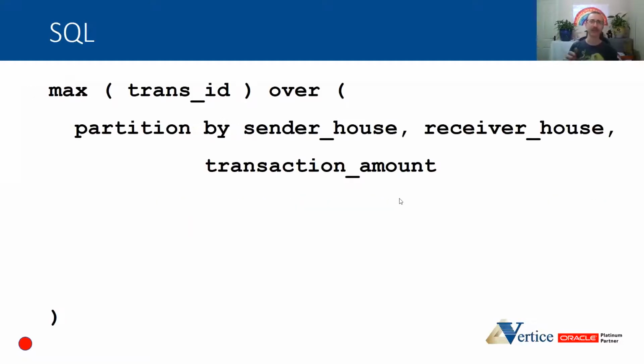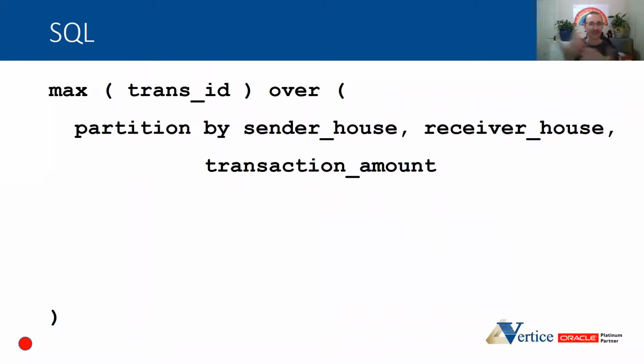As I said, we want to carve the data set up, so we only consider transactions within a house against each other. By partitioning by sender and receiver house, only transactions within House Oracle are considered against each other. Only transactions within House Microsoft are considered against each other as well. Now note, if there are any transactions across the houses, from Oracle to Microsoft or whatever, they would get put in their own little pot as well.